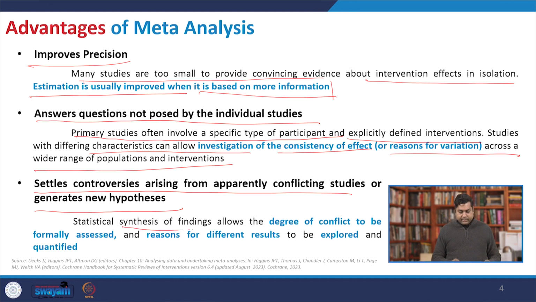Statistical synthesis of findings allows degrees of conflict to be formally assessed, and also the reasons for different results. It may be because of bias in the sample, or maybe some study was done at an aggregate level and did not consider any kind of stratification among the sample. Or it may depend on the sampling technique through which that bias can come. But in all those cases, the final result they have reported will be synthesized through the meta analysis, and then explored and quantified.